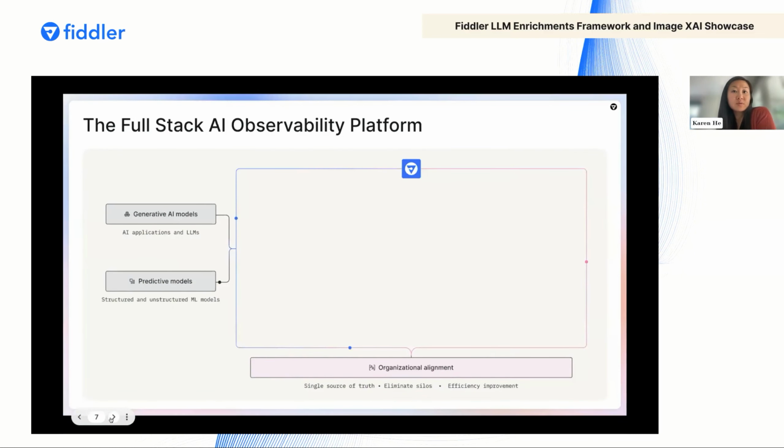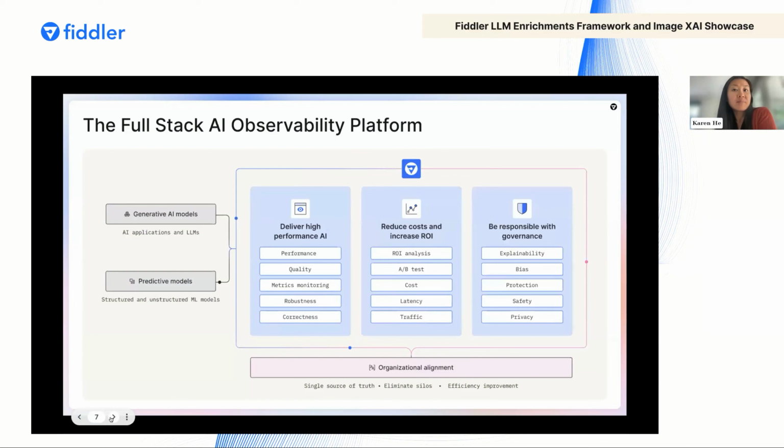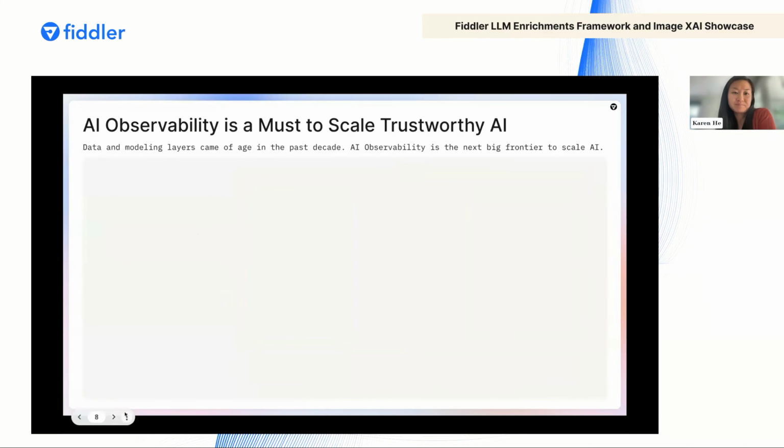And we help companies address those concerns with the full stack Fiddler AI Observability Platform for both generative AI and predictive models. Our platform provides AI teams with rich capabilities that are actionable and enable them to deliver high-performance AI, reduce cost, and be responsible with governance. Within each of these pillars, there are metrics which you need to accurately monitor to address the AI concerns that I talked about previously. And in a moment, my colleagues and I will share our approach to accurate LLM monitoring.